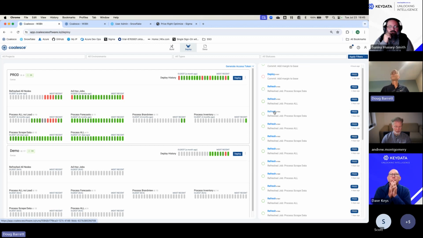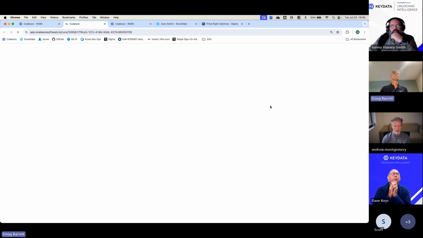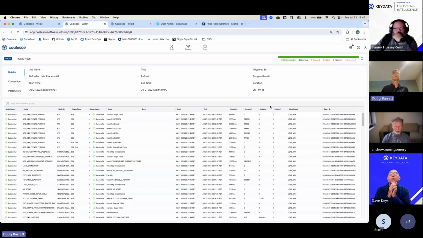I can see refreshes, which is the data refreshes. It's all the DML operations that are being run, and any deployment as well. So if we pick on one of these, process all. This is showing us very detailed job operational metadata. So we opened up the detail of a job that ran, and it ran today. No, it didn't. Ran yesterday for me.